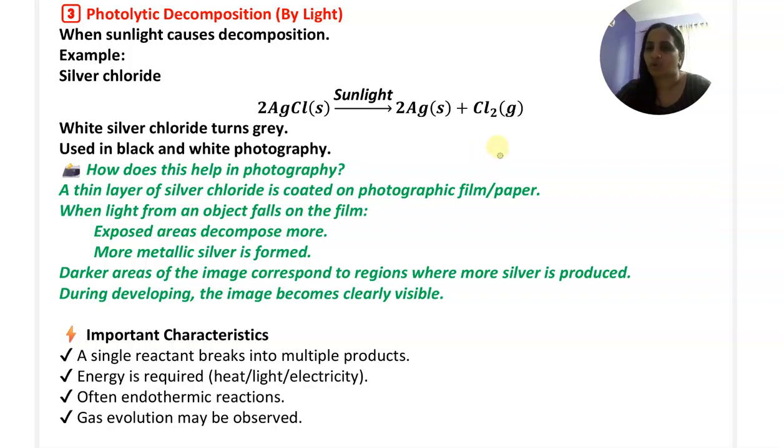So next is photolytic decomposition. The example is silver chloride, AgCl, or silver iodide, which in the presence of sunlight splits into silver and chlorine. So this is an example of photolytic decomposition. This is mostly an application-based question. We use this reaction in photography, because we get silver from it.